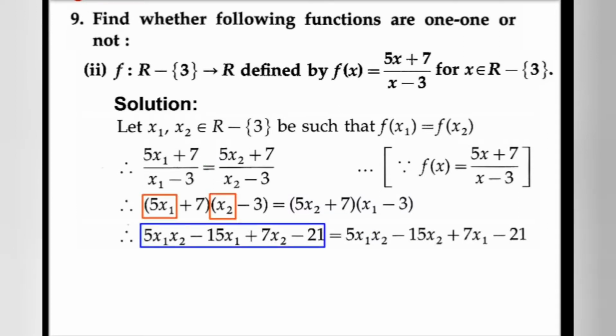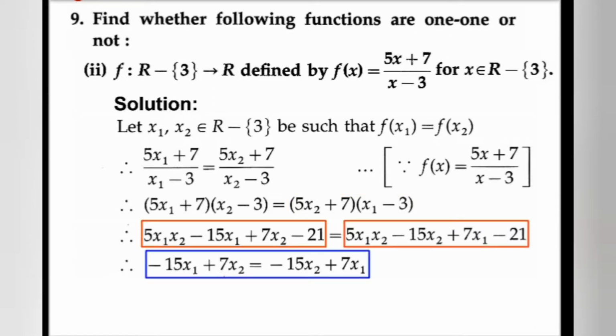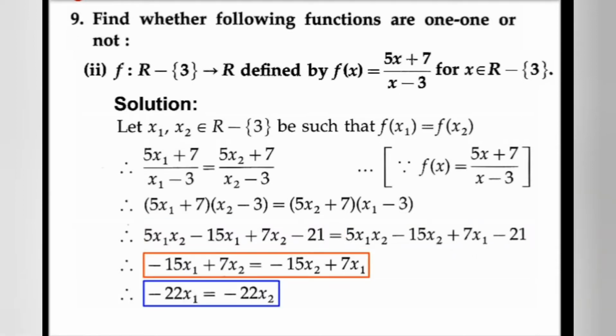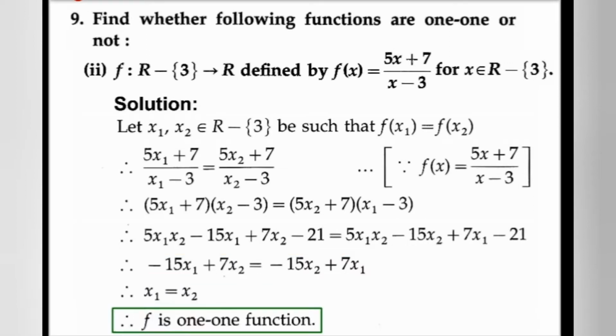which means 5x1x2 minus 15x1 plus 7x2 minus 21 is equal to 5x1x2 minus 15x2 plus 7x1 minus 21. So minus 15x1 plus 7x2 is equal to minus 15x2 plus 7x1, which means minus 22x1 is equal to minus 22x2. So x1 is equal to x2. Hence, you can say that f is a 1-1 function.